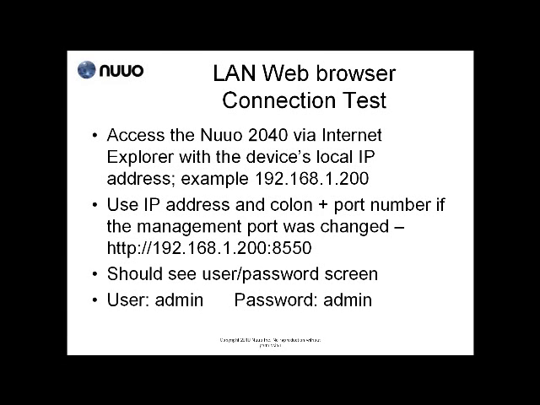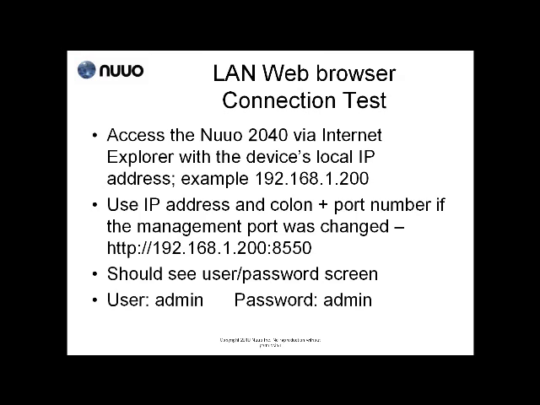Address, remember that if we change the port number, in this example on the screen here in the middle, the port number is 8550. You've got to put in the colon and the port number, and you should get your username and password for your NUO device. And now, the NUO's on the network, it's working on the local network, and the cameras are connected to the local network.